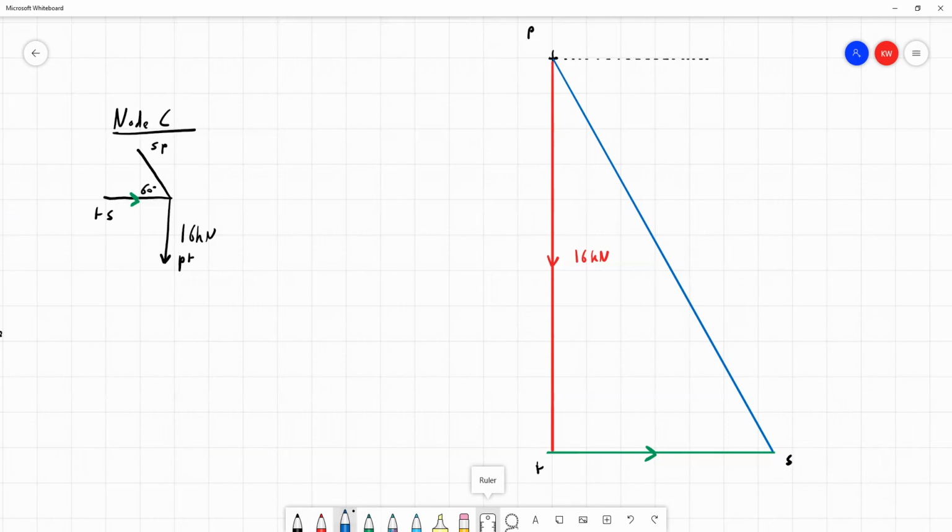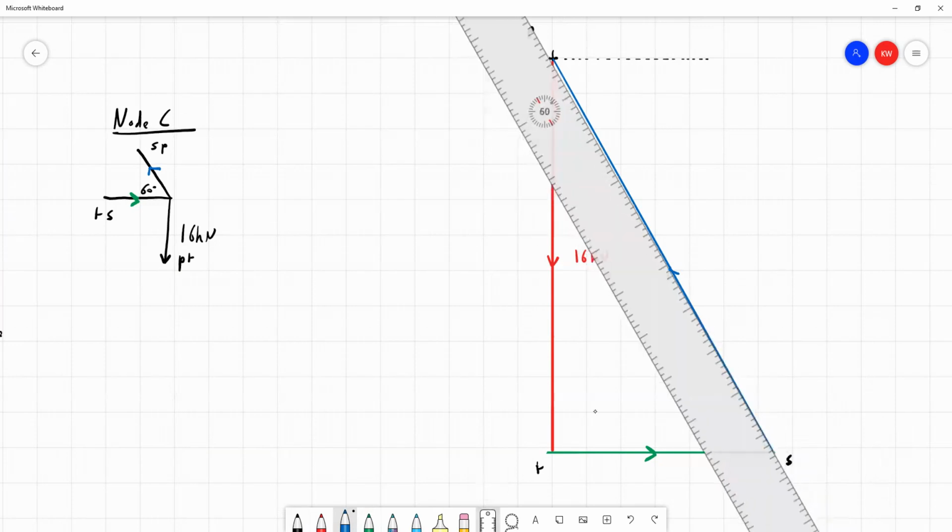We continue to follow the circuit round, so we've come down the red line, we've gone right across the green line. It means to get back to the start, we have to go up the diagonal blue line, back to the start. I can mark this on our space diagram on the left-hand side as well. And because the arrow is pointing away from the node, that means that this is going to be a tie.